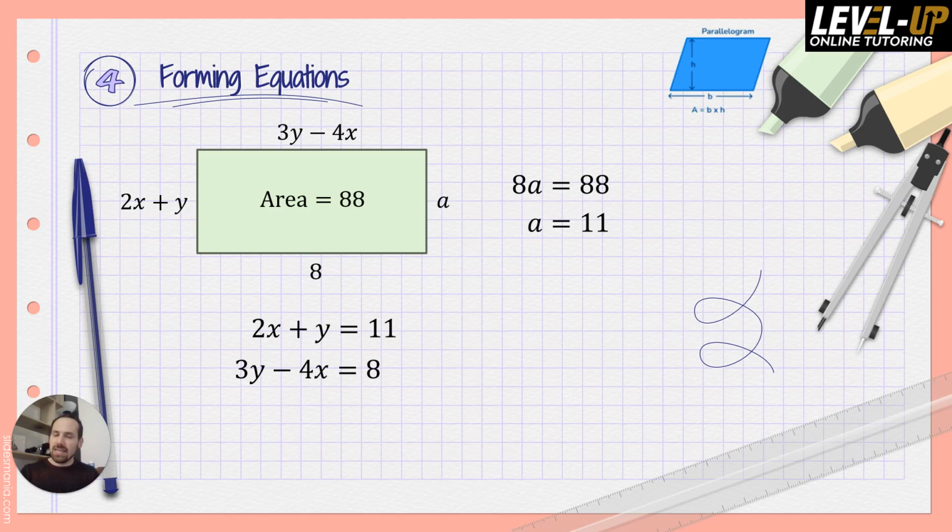2x, sorry, plus y is 11. So that's the opposite vertical sides. And then 3y minus 4x is equal to 8. So that's the horizontal sides. And so there you go. We've formed two equations of x and y that we can solve now.